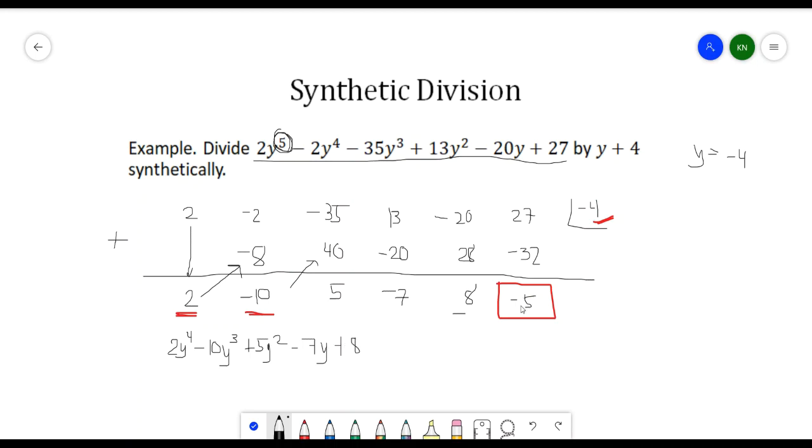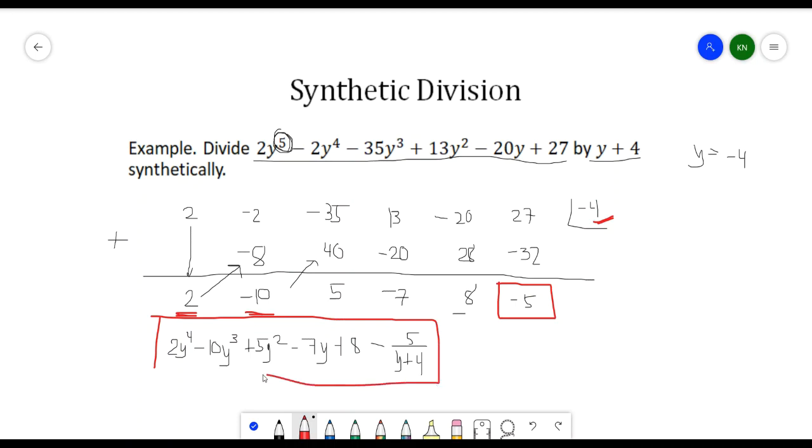And then again, this is the remainder. So meaning to say, in writing a remainder, we have negative 5 all over our divisor, which is y plus 4. So this is now our final answer. Okay?